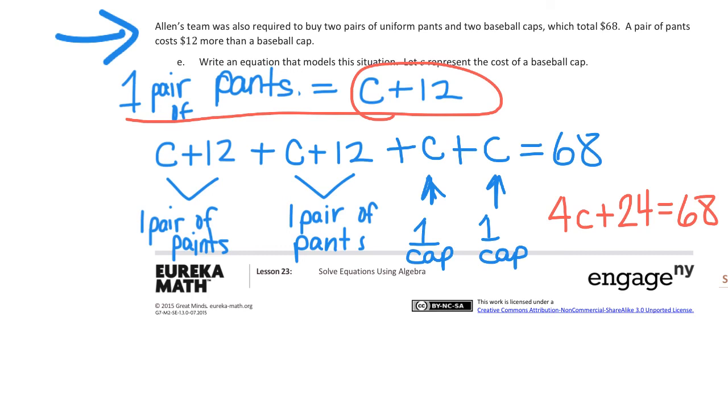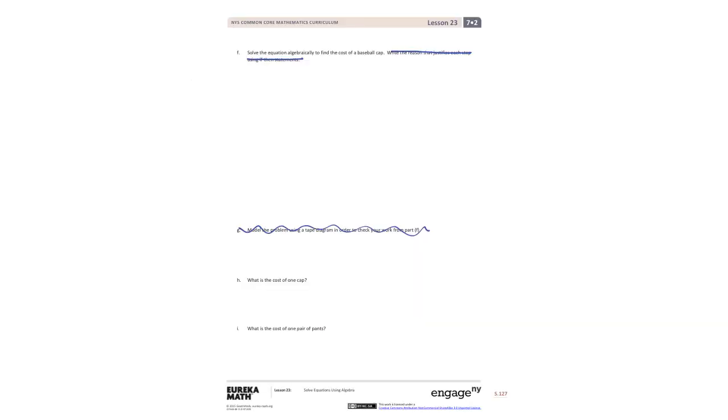I want to simplify it before I solve it. And so I add all my C's together. I have 4C plus 24. I get that from adding my two 12s together, equals 68. So this is the equation I'm working with when I'm going to solve. Okay? At this time, I'm not going to walk through how to solve this one. I'm going to go on to the next example, practicing setting them up. Go ahead and go to the next page.